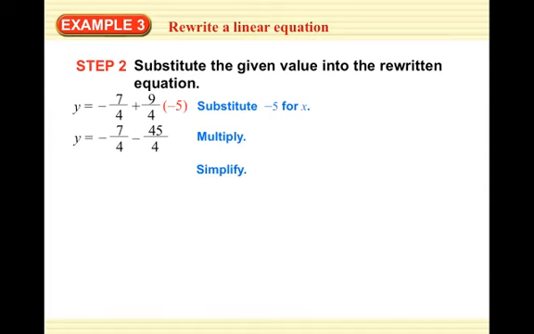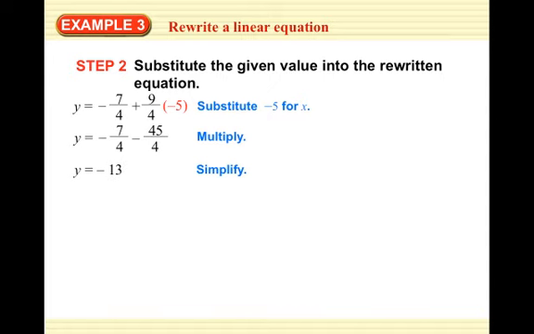We're going to combine terms here. We're going to simplify. Negative 7 minus 45 is negative 52. Negative 52 divided by 4 is negative 13. So y equals negative 13.